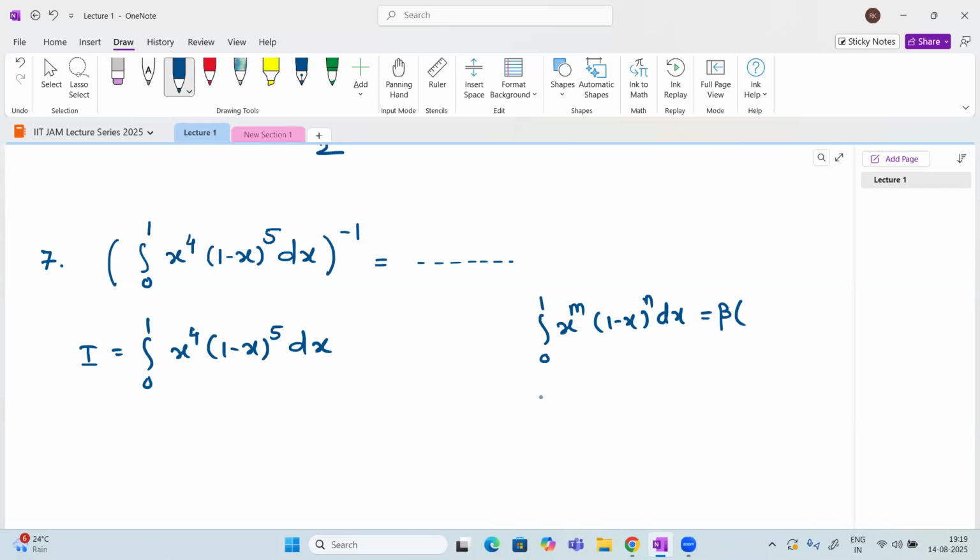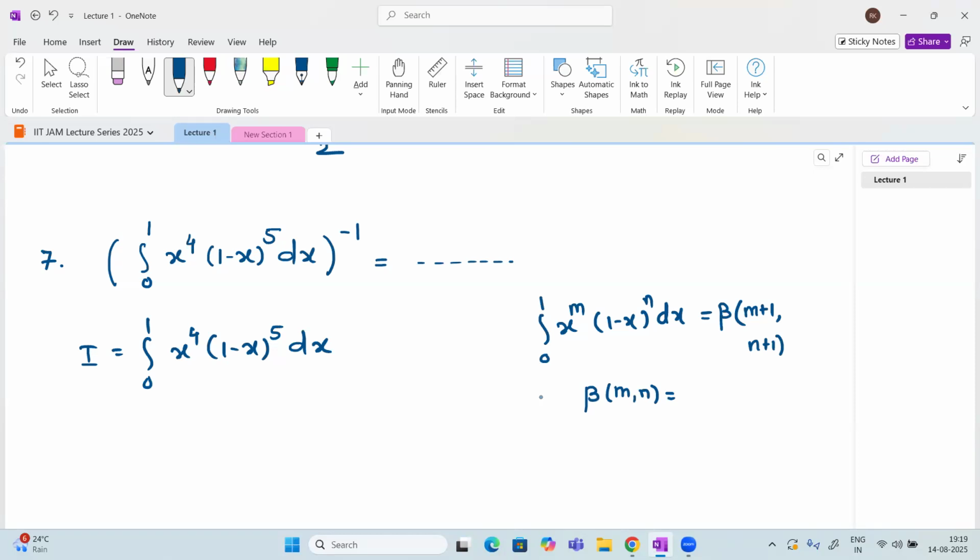Not m and n, but m plus 1 and n plus 1. Getting the point? Another important thing: you should know the relation between the beta and gamma functions. Then only you can find its value.